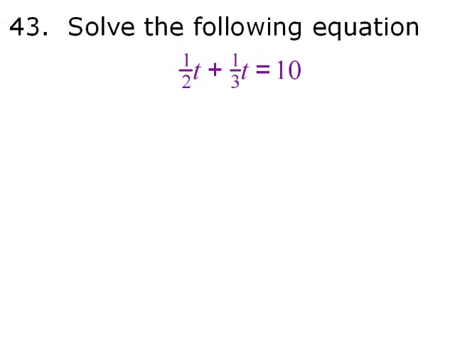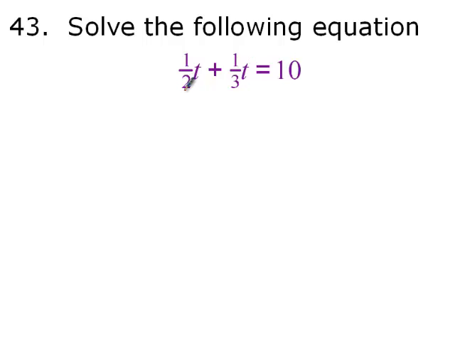Okay, solve the following equation. Now, this is nothing new. It's just that it has fractions in it. Alright? So, real quick, we have to simplify first. So is there anything that can simplify on the left-hand side here? Yeah. What's the variable on the first term? T to the first power. What's the variable on the second term? T to the first power. So can we combine t's?